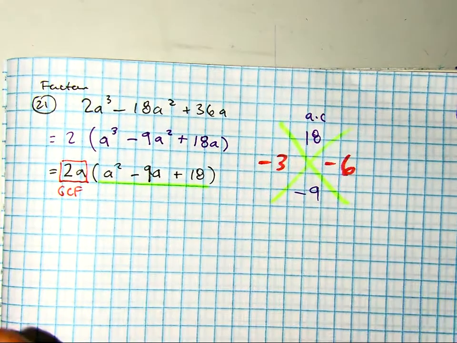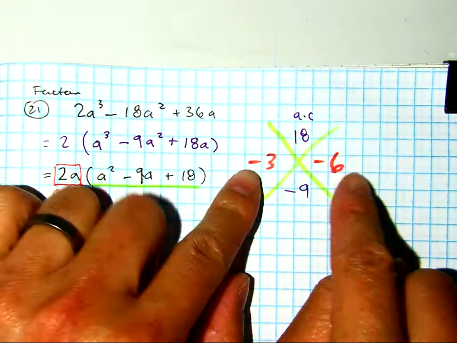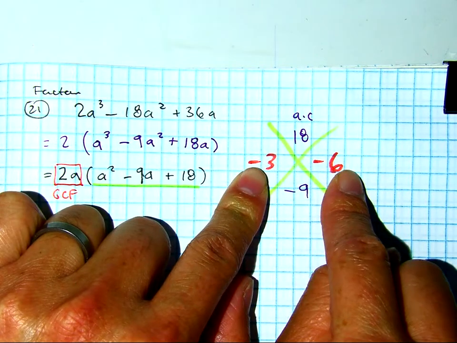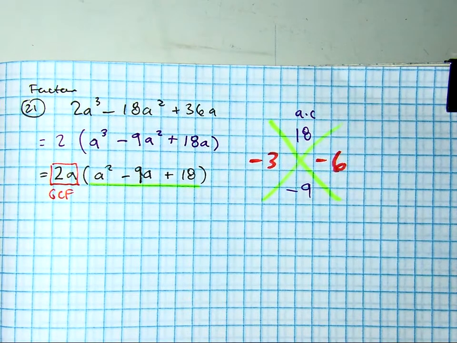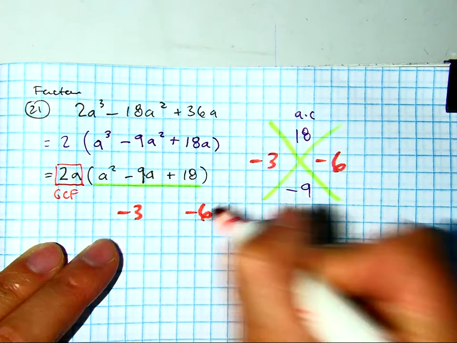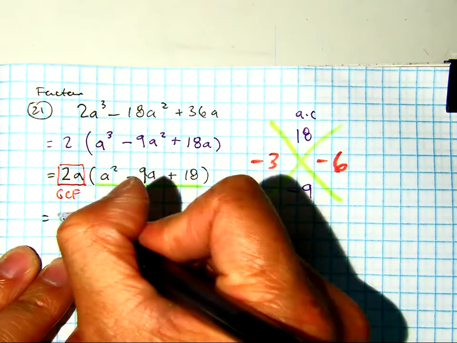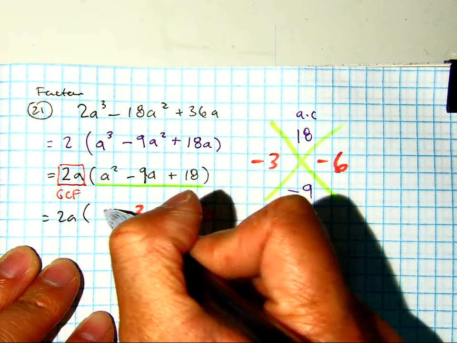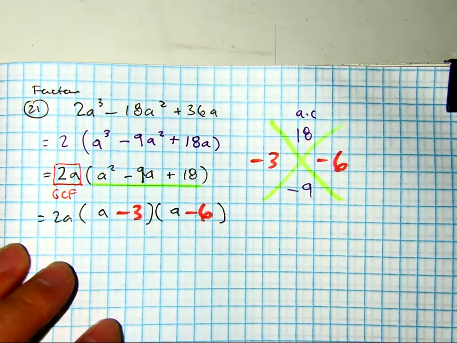Maybe I didn't hear you. Negative 3 times negative 6 is positive 18. Negative 3 plus a negative 6 is a minus 9. And if you ever need help, you have a calculator. So now I can put in minus 3 and a minus 6. So I have something called 2A times A minus 3, A minus 6 is our answer for factoring.